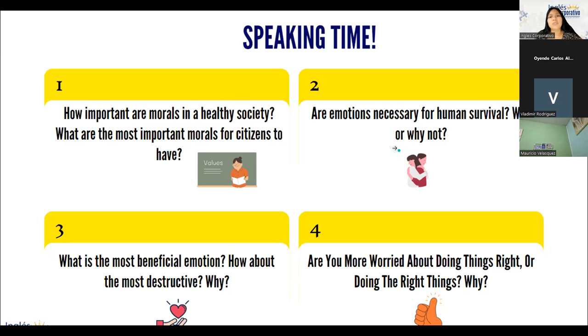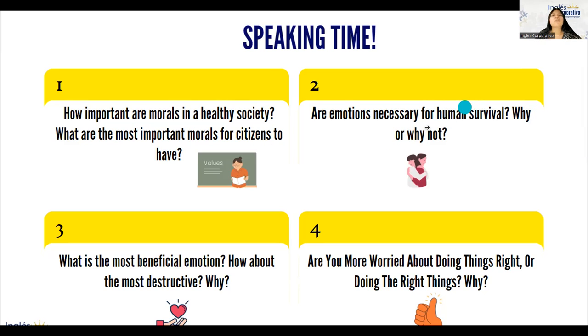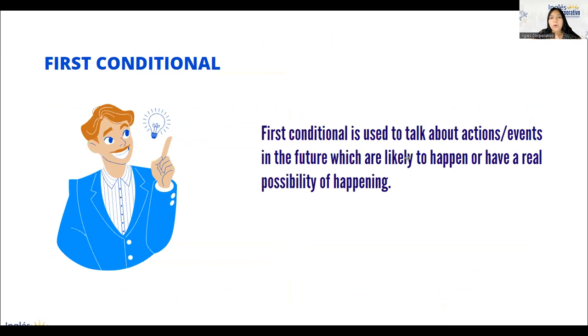Thank you, guys. Let's continue and start with the grammar part. We are going to talk about the first conditional. With the first conditional, we are going to use two tenses. But first, when do we use it? The first conditional is used to talk about actions or events in the future, which are likely to happen or have a real possibility of happening.